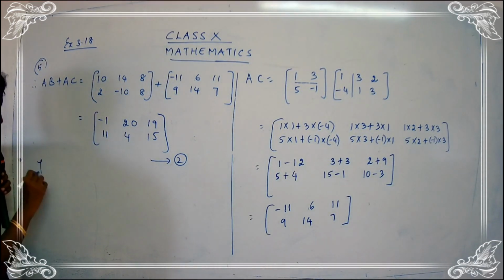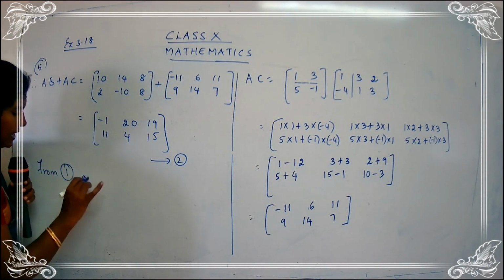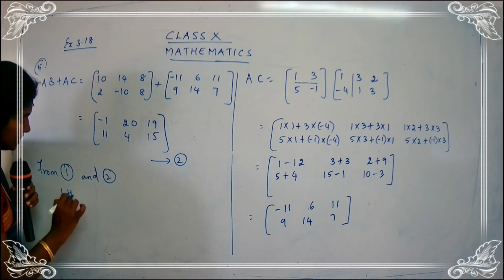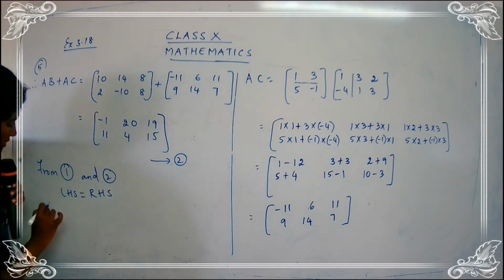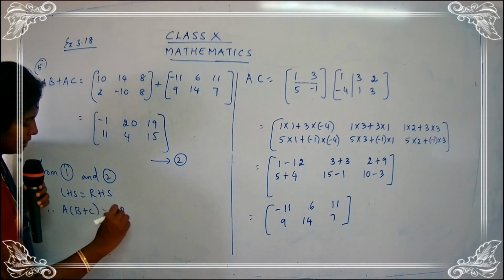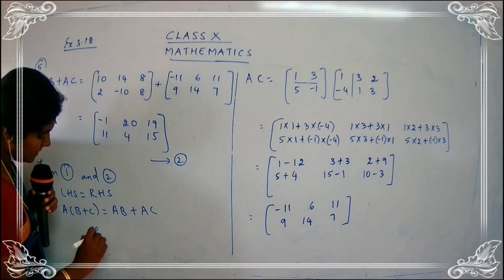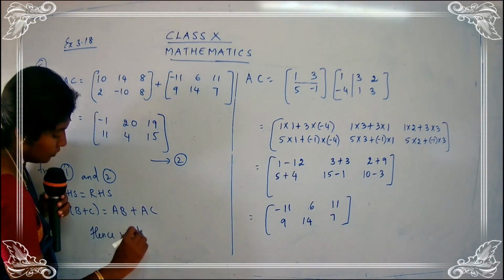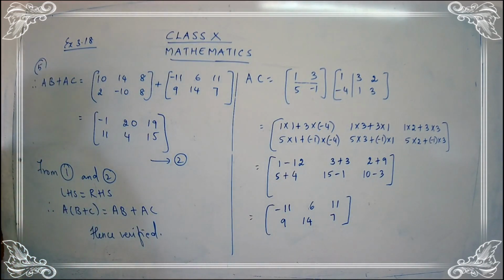So you have to complete your answers saying that from 1 and 2, LHS is equal to RHS. Therefore, A into B plus C is equal to AB plus AC. Hence, verified. You know the steps, yes? We have already followed this in our last year. So you have to just follow the same steps. So from 1 and 2, LHS is equal to RHS. It is A into B plus C is equal to AB plus AC. Hence verified. So we have completed sum number 5.